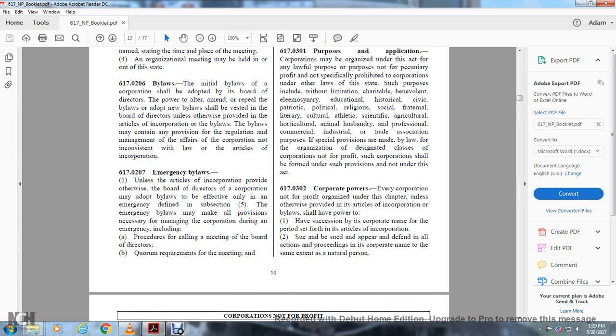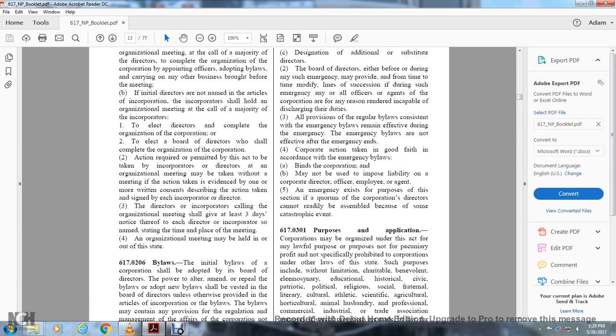617.0207 Emergency bylaws. Unless the articles of incorporation provide otherwise, the board of directors of a corporation may adopt emergency bylaws effective only if the emergency, as defined in subsection 5, exists. The emergency bylaws may include all provisions necessary for managing the corporation during the emergency, including procedures for calling a meeting and the directors' quorum requirements.